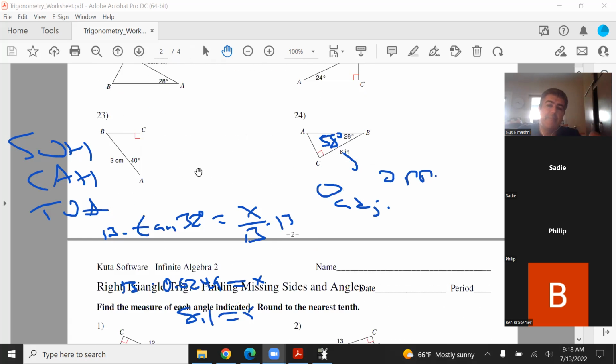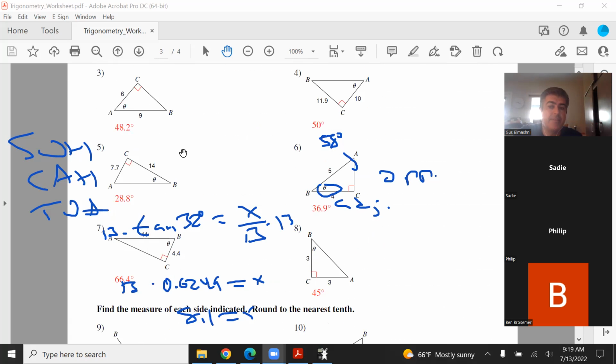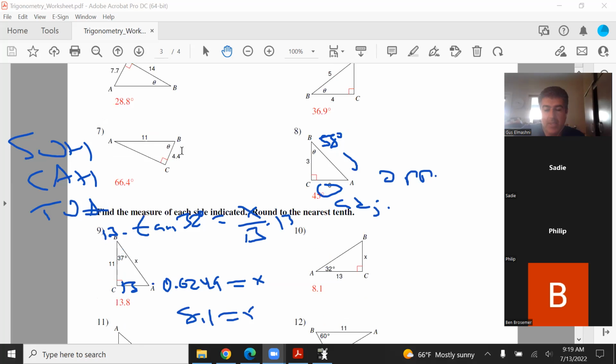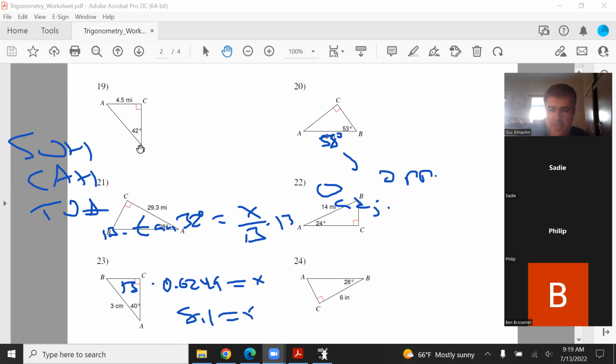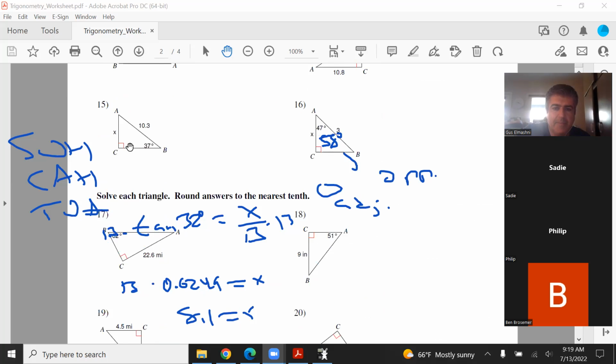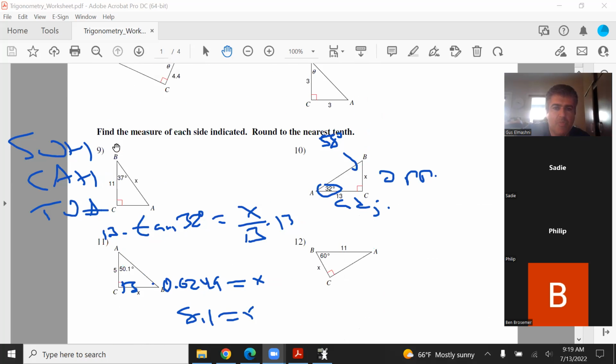So always got to take a step back and make sure this physically makes sense. That the answers I'm getting are, the side is opposite a smaller angle, or a bigger side is opposite a bigger angle. Make sure it makes sense.